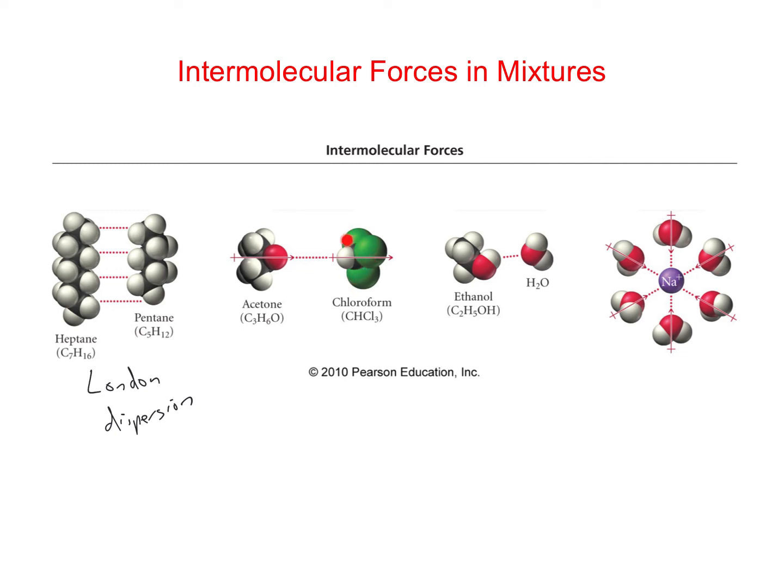Then we have chloroform. So we've got the carbon here, hydrogens, the three chlorines. Carbon-chlorine bonds are definitely polar. The molecule is not symmetric. The chlorines are all on one side, so this side is going to be partially negative. This side is going to be partially positive. And so those two molecules would interact with dipole-dipole interactions.